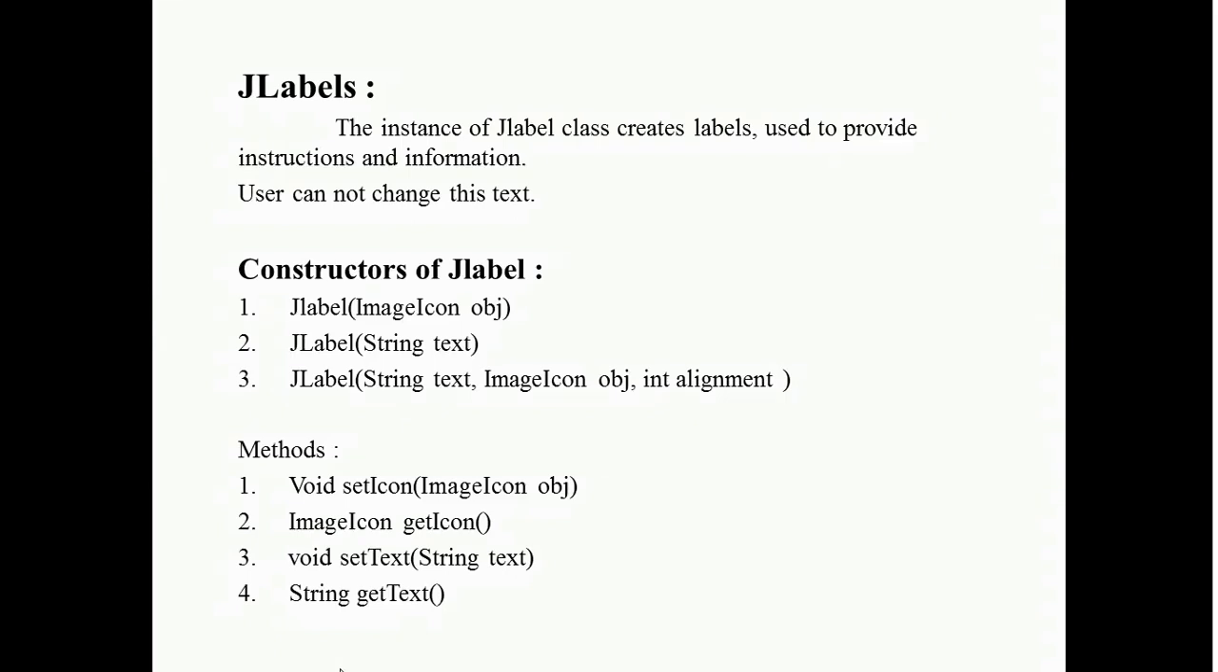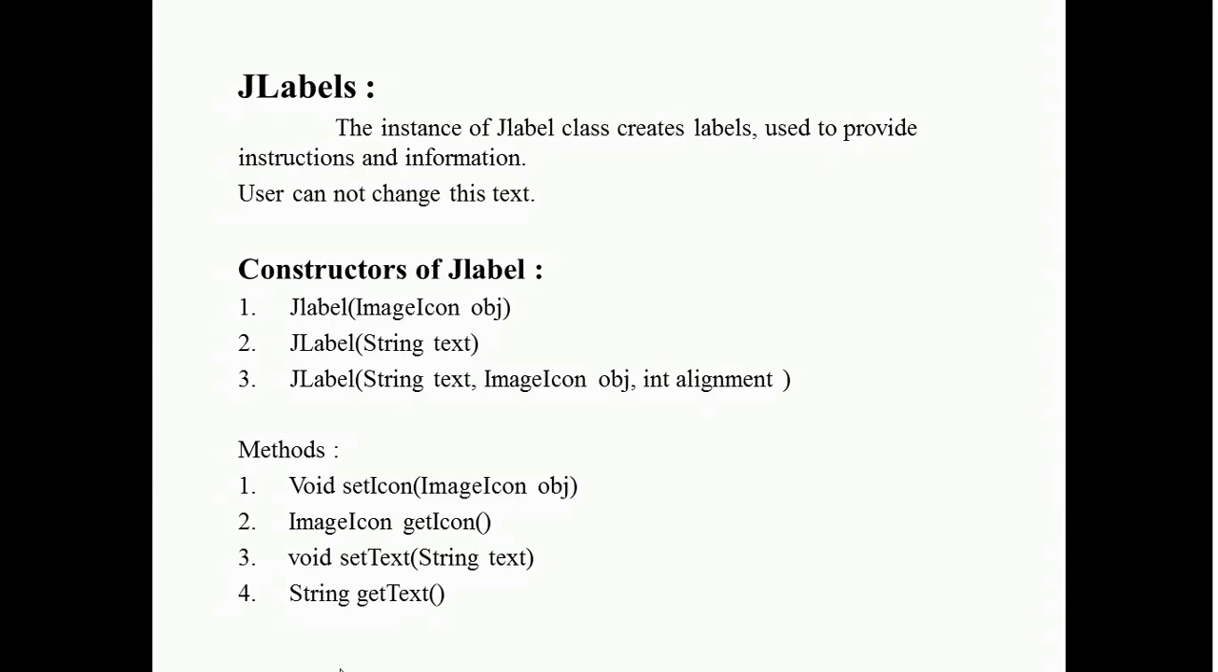Now see the constructors of JLabel. First constructor is JLabel, the parameter is ImageIcon obj. Second constructor is JLabel, parameter is String text. And third constructor is JLabel having three parameters. First is String text, second parameter is ImageIcon obj, and third parameter is int alignment.